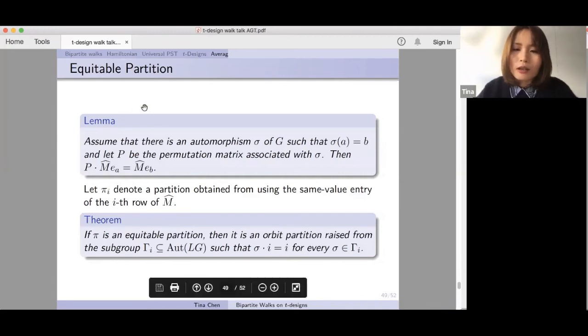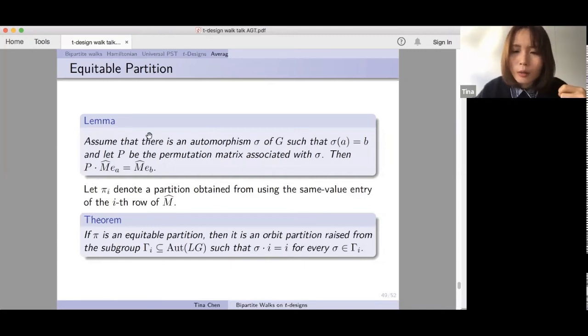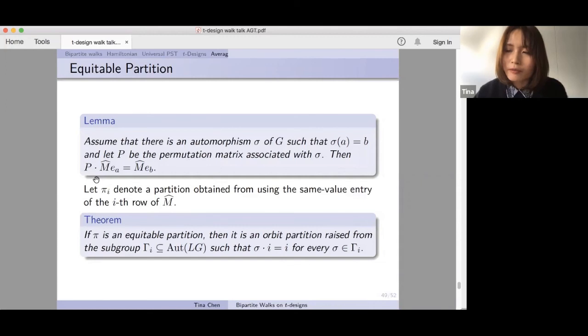The lemma here says that if we have an automorphism sigma that maps A to B, and we let P be the permutation matrix associated with this automorphism, then P times the A-th column of the average mixing matrix will give us the B-th column of the average mixing matrix.